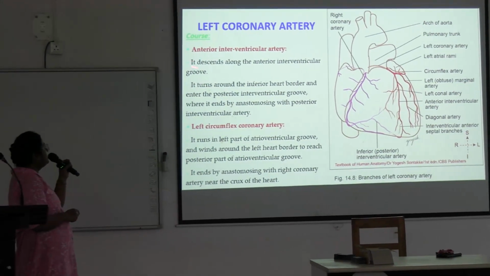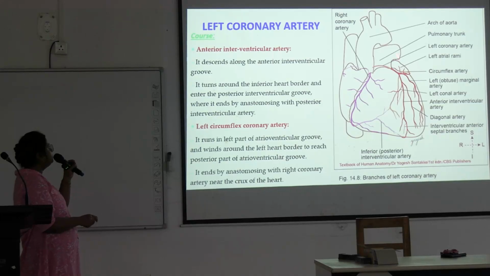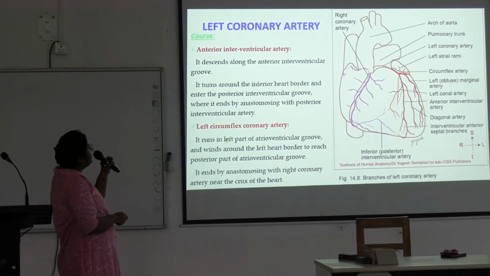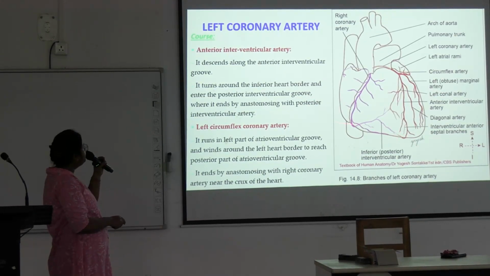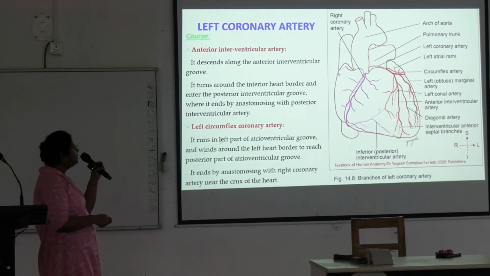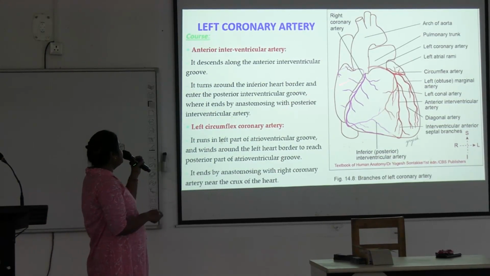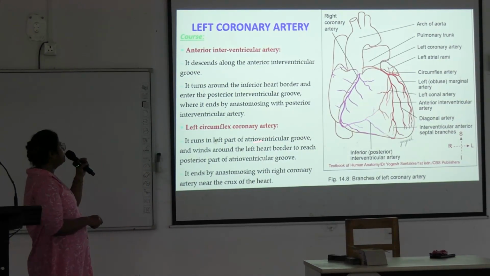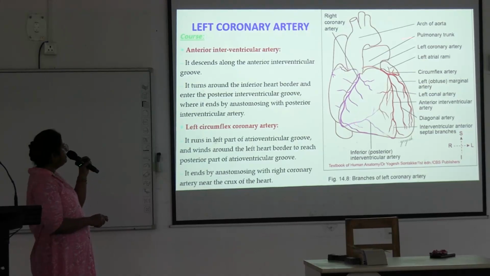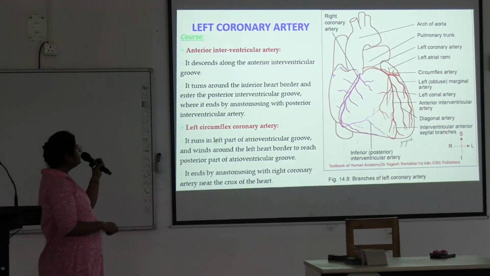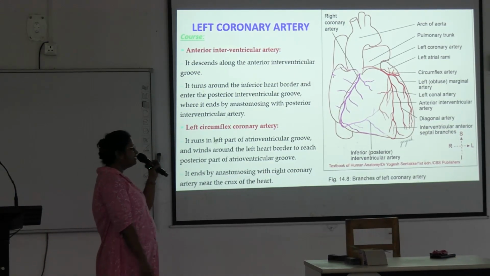Anterior interventricular artery descends along the anterior interventricular groove and turns around the inferior heart border, enters the posterior interventricular groove, and ends by anastomosing with the posterior interventricular artery here. And the left circumflex coronary artery runs in the left part of the atrioventricular groove, winds around the left heart border to reach the posterior part of the atrioventricular groove and ends by anastomosing with the right coronary artery near the crux of the heart.